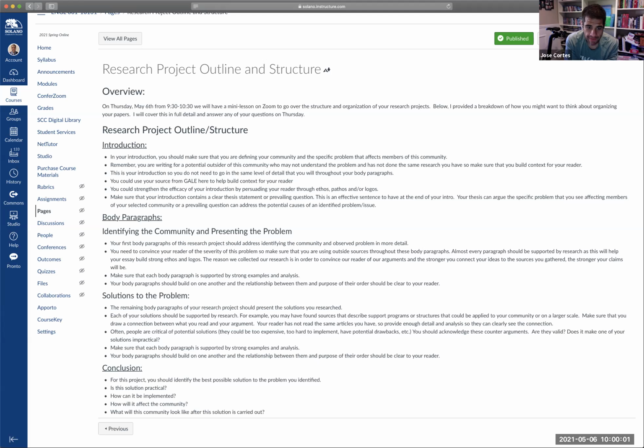So you could strengthen the efficacy of your introduction by persuading your reader through ethos, pathos, and or logos, right? We talked about that when we're hooking the reader. Ethos is thinking about ethics, pathos is emotion, and logos is logic. And people are motivated through these different things, right?